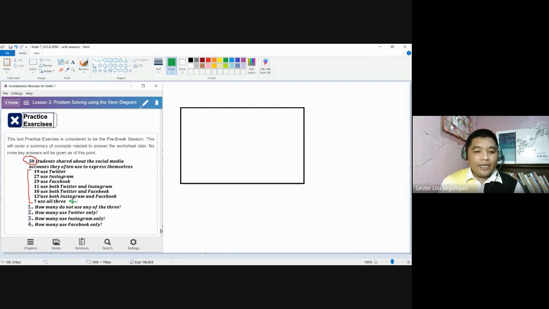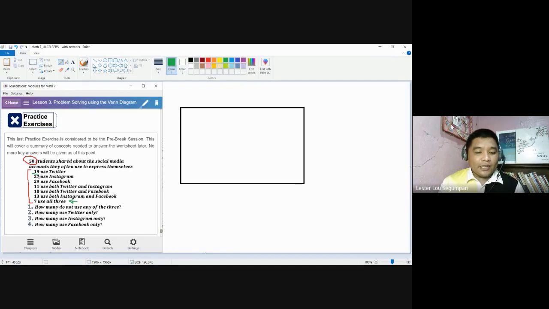Similarly, 13 here use two, Instagram and Facebook, as well as the 10 and 11 here. This would mean some of the students were actually duplicated because the responses are more than one. These 19 students who use Twitter are not necessarily users of Twitter only. Some of the 19 students here also use Instagram and Facebook, as given here by the last item.